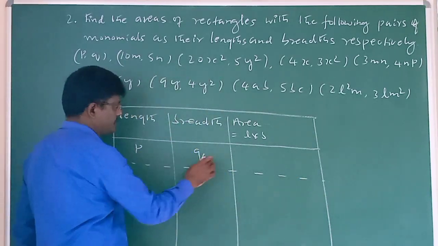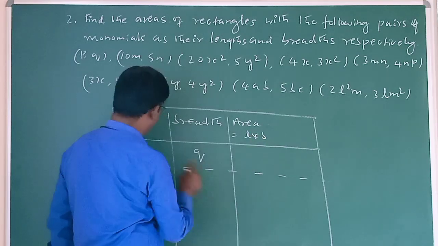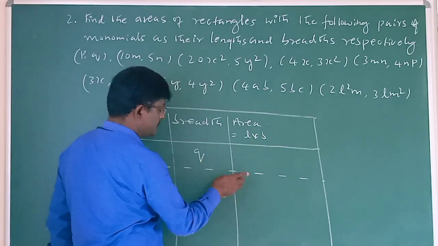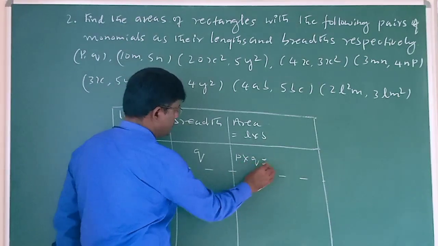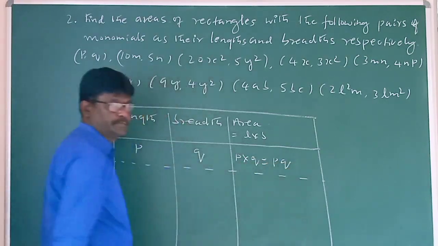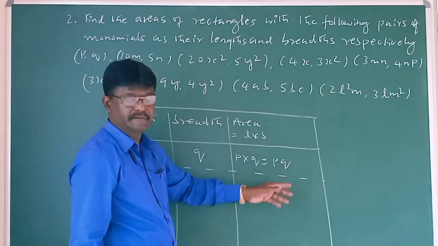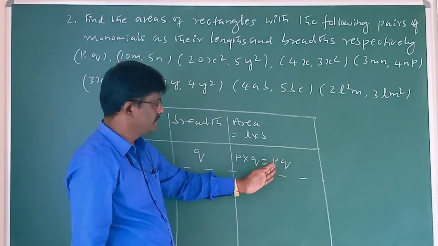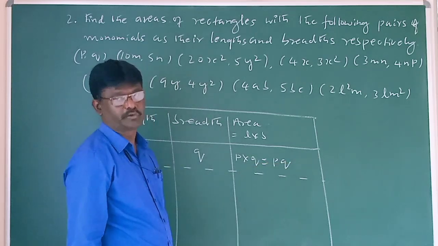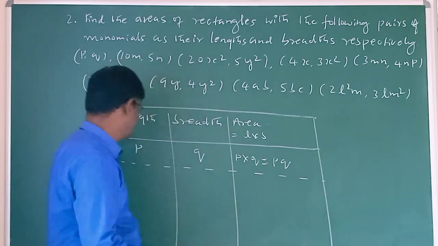Plus into plus. Okay, what does area say? L into B. Therefore, plus into plus is plus, P into Q, hence P into Q equals PQ. This is what area is. Maybe 3 centimeter, 5 centimeter, 3 into 5, 15 centimeter square, like that, the area of a rectangle.